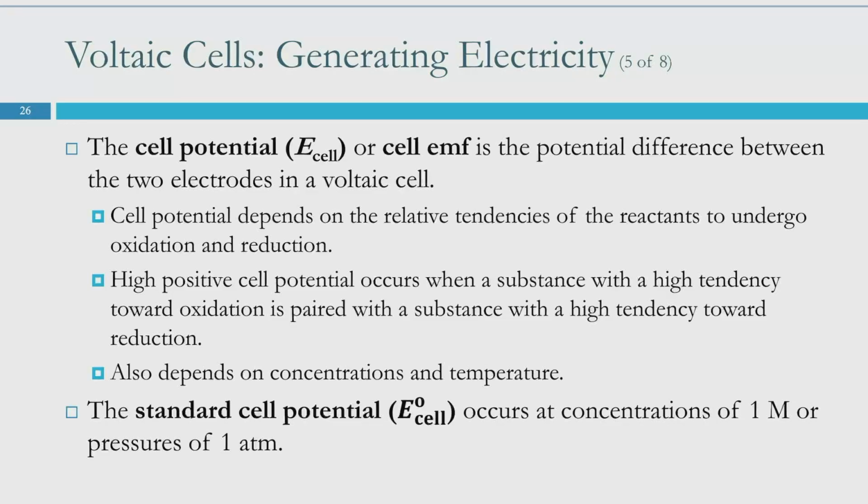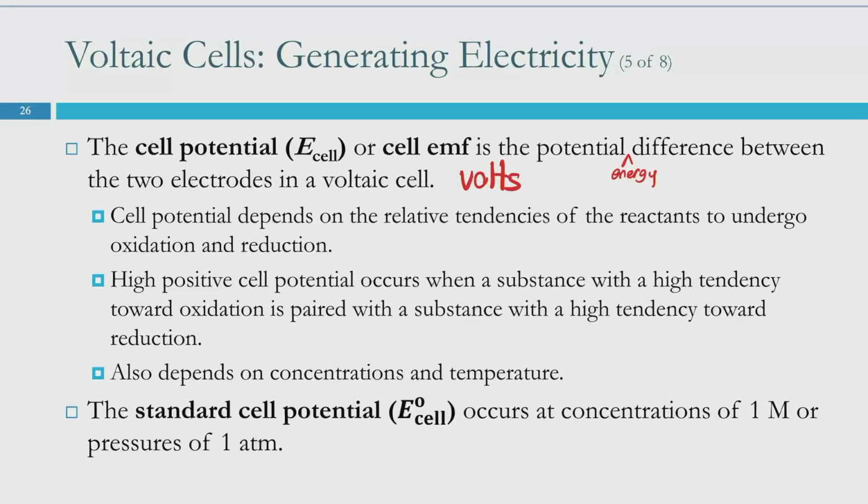is the potential energy difference between the two electrodes, those are the strips of metal, the copper and the zinc, the ones that we were looking at, in a voltaic cell. So this is the volts of the system. How likely is it that electrons will flow, or how easily will the electrons flow? And our cell potential, our E cell, depends on the relative tendency of the reactants to give up electrons or pick up electrons.